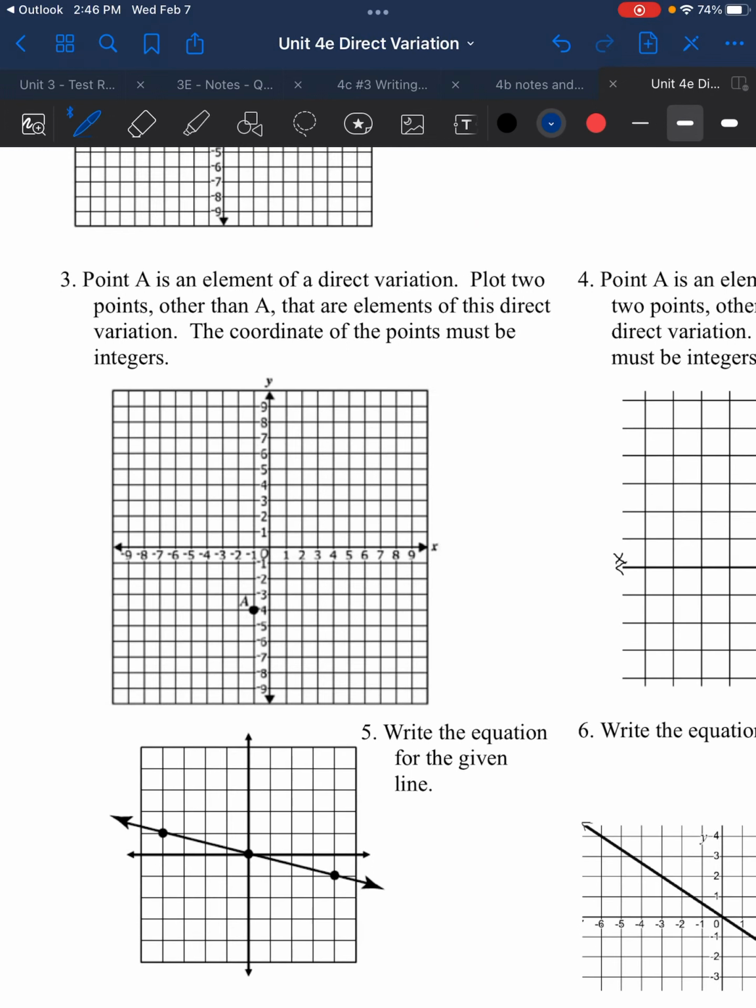All right, so let's look at number 3. For this one, plot A, point A is an element of a direct variation. Again, I see the words direct variation. That means it's going to be a straight line, and it's going to go through 0, 0. I've got to plot 2 points other than A. So 2 points, and I know it's going to go through 0, 0.